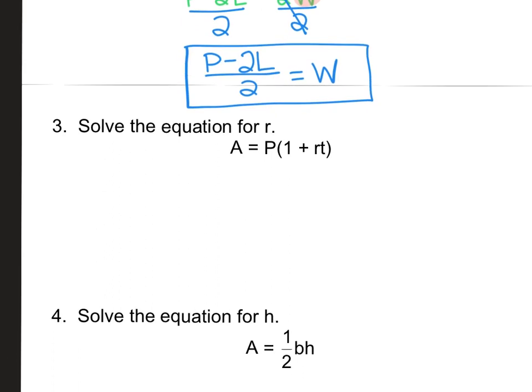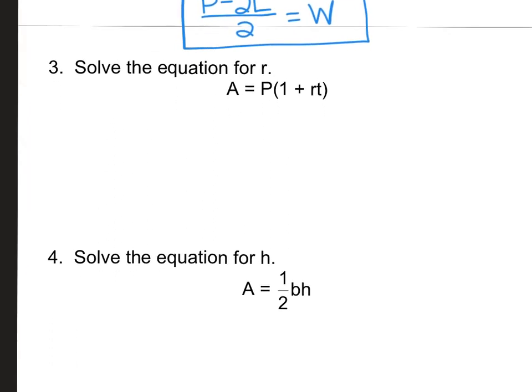So let's move on to number 3. Always read what it is that you want to solve for. And this time we want to solve for R. But we can't forget our normal process. Our normal process would be to get rid of the parentheses. We're still going to do that. We're still going to distribute and get rid of our parentheses. So we would get A equals P times 1, which would just be P, and P times RT would just be PRT.